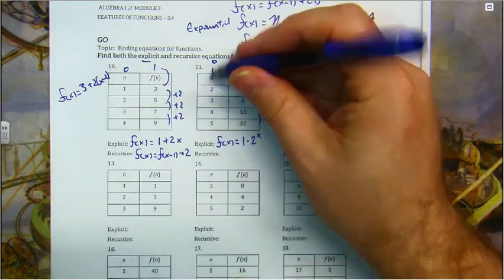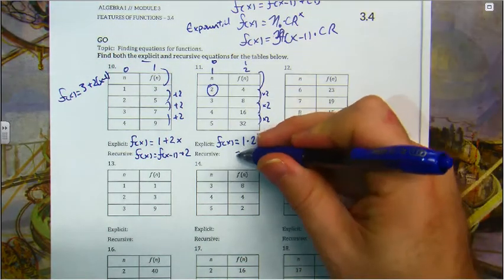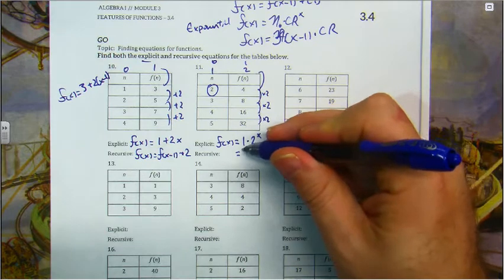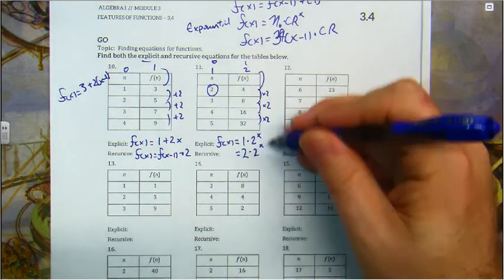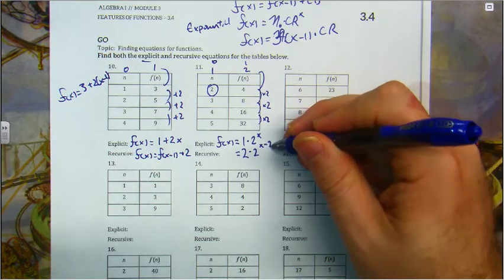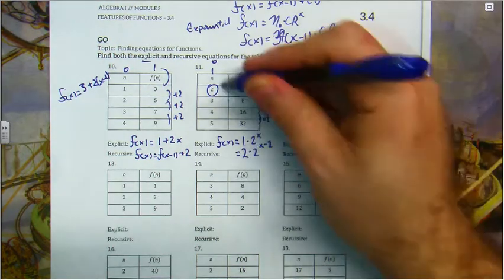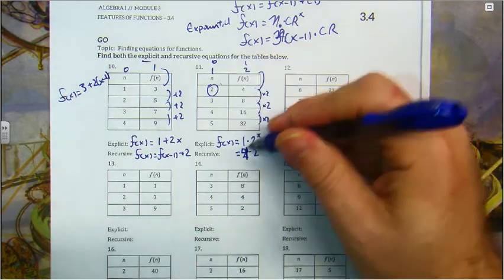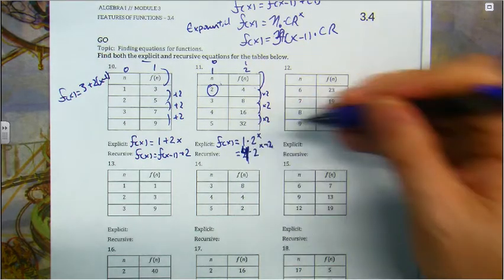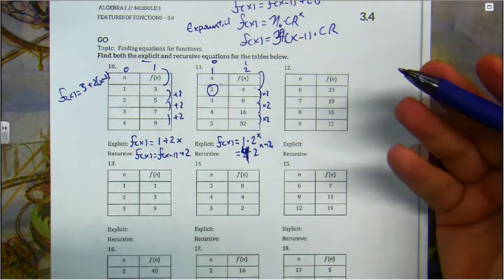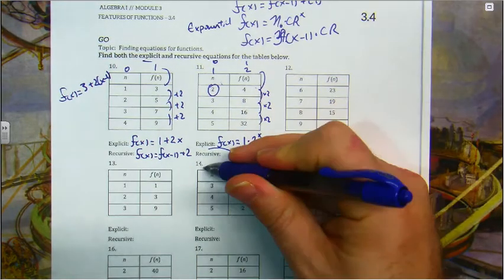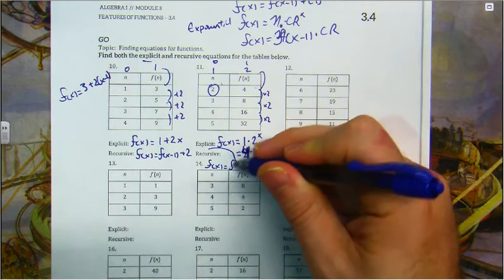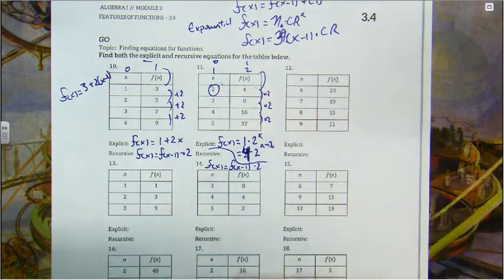Or, because I know my second term, I could have put my n sub 2, 2 times 2 to the x. Now, since it's my second term, I say x minus 2. Or, I'm sorry, this should have been 4, because this is my second term. Second term is 4. Okay? That's one way to do it. And then recursive is easy. Recursive is just f of x equals f of x minus 1 times 2.